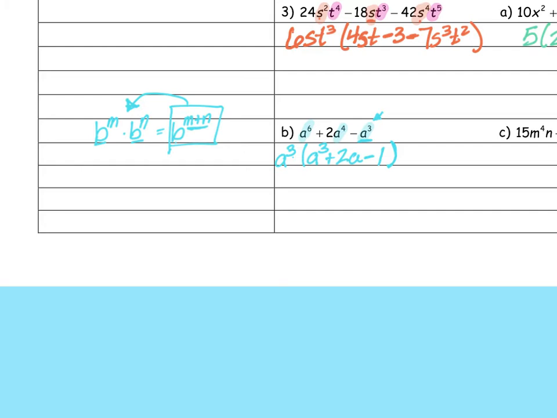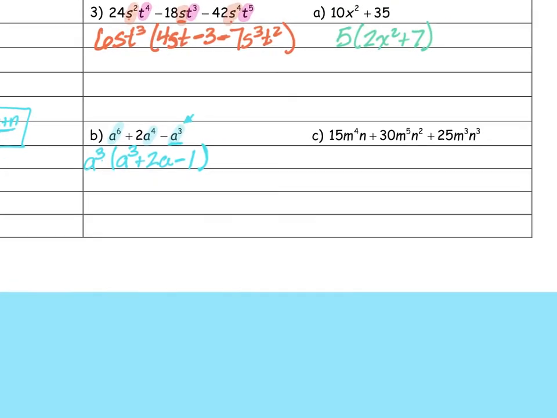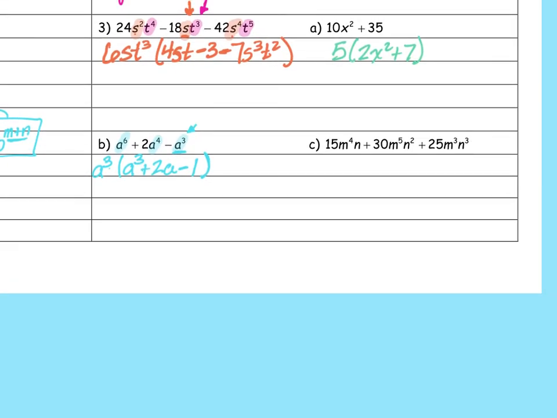So on the second one, I'm doing the last one. I'm going to do the same thing. Only this time I have numbers and letters I'm going to factor out. So what goes into 15, 30, and 25? I'm pretty sure that's 5. And then I'm going to look at my variables again. So the first one is m. I have m to the 4th, m to the 5th, and m to the 3rd. So that means I can take out m to the 3rd. And then I have n squared and n to the 3rd, which means I can factor out an n by itself.